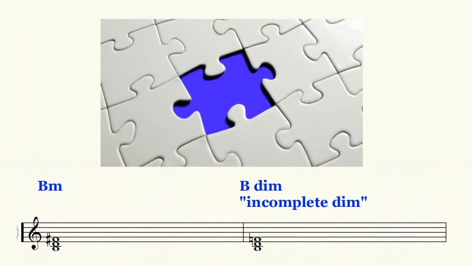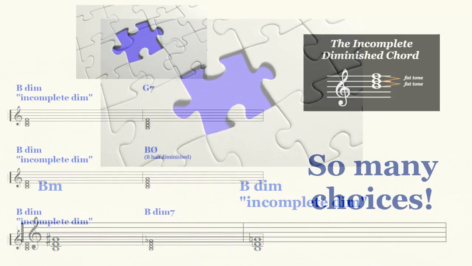Here is how you can easily remember the name. You get to that name by playing a minor chord and lowering the 5th. Think of playing a B minor chord and lowering F sharp to F natural.